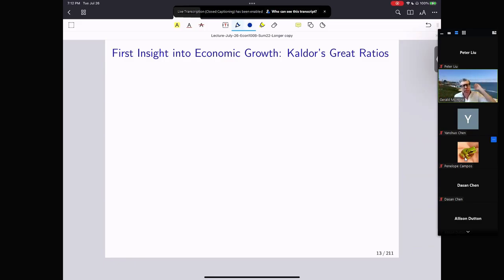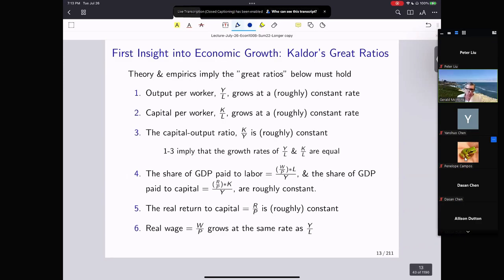I'm going to put them here and they're going to be overwhelming to you for the moment. Depending upon how you count, there are 6 or 7 of them. And they're complicated. I'm just going to throw them all out at you. And believe it or not, by the end of this section, you will be able to derive all of these results. They're called the Kaldor Great Ratios, because each one of them is a ratio or a fraction. These are, in some sense, the theory and empirics that imply the great ratios below must hold.